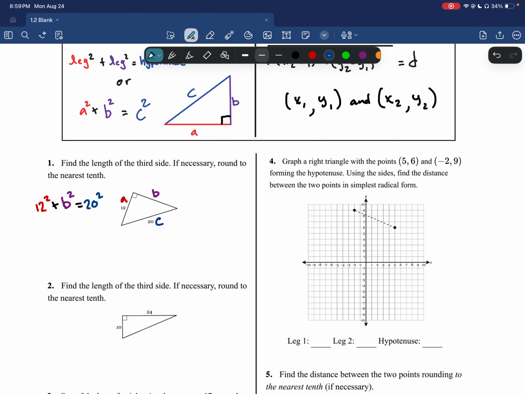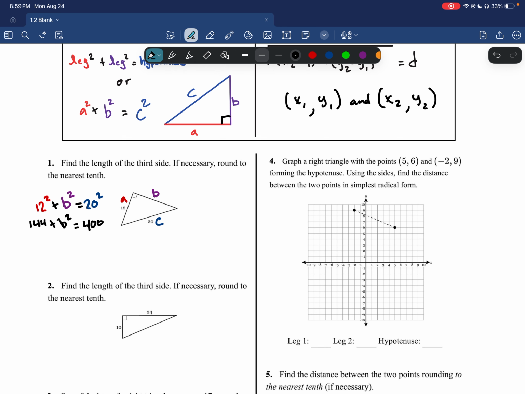Okay, and now I'm just going to solve for B. Well, the first thing I want to do is get rid of my exponents. Okay, so I'm going to do 12 squared. Well, 12 squared is 144. I can't do anything with B, so I'm going to keep it as B squared. And that's equal to 20 squared, and 20 squared is 400.